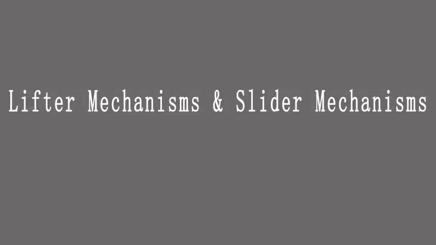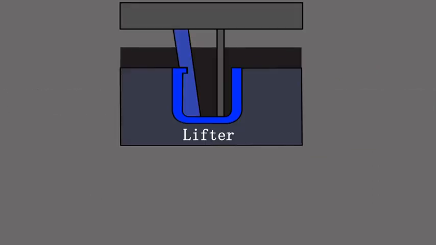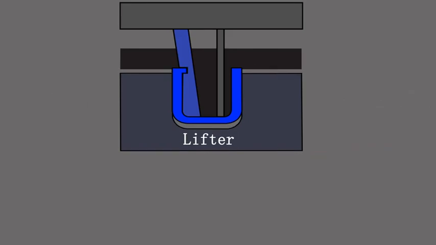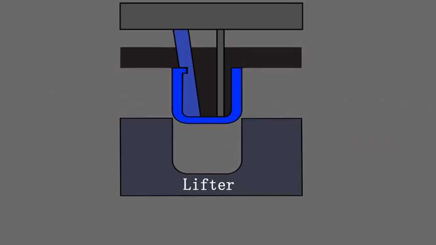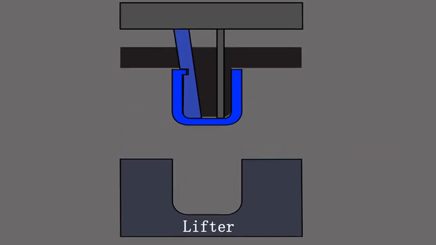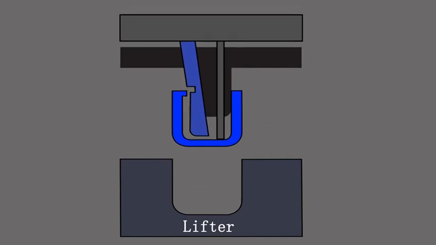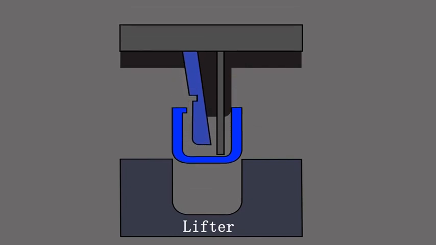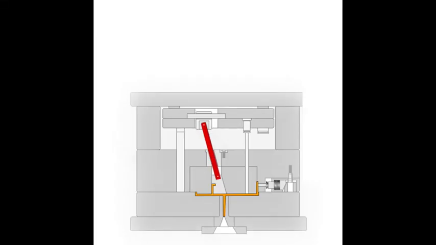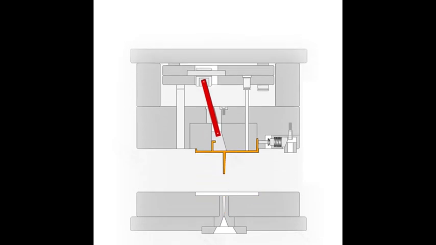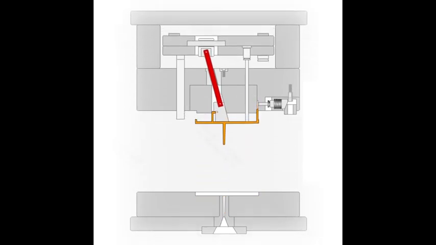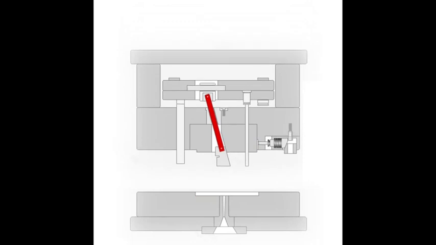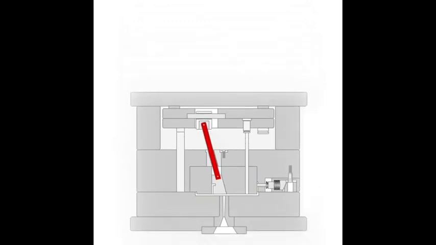Lifter mechanisms are typically designed as movable elements within the mold. When the mold opens, in the ejection process, these mechanisms move in a vertical direction, lifting the molded part away from the undercut features, thus allowing it to be safely ejected from the mold. This movement helps to release the part from the mold without causing damage or deformation. Lifters are usually used to address internal undercuts.